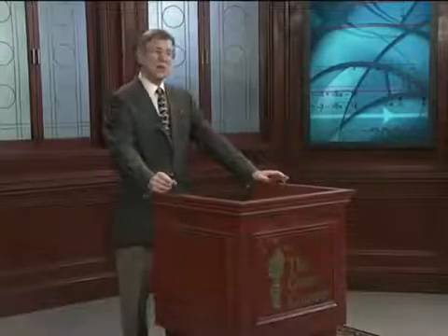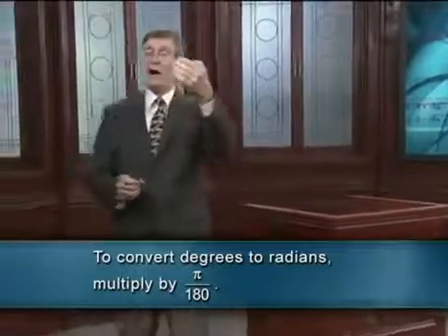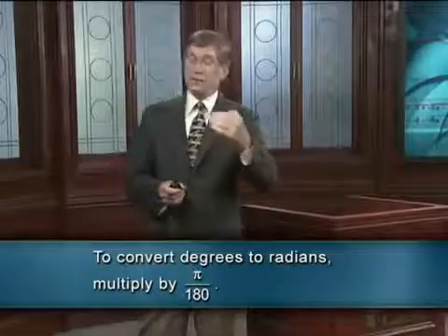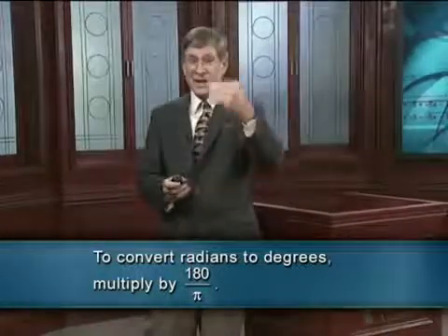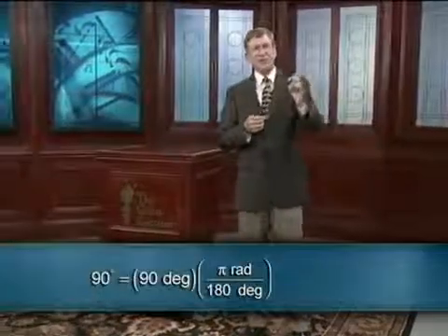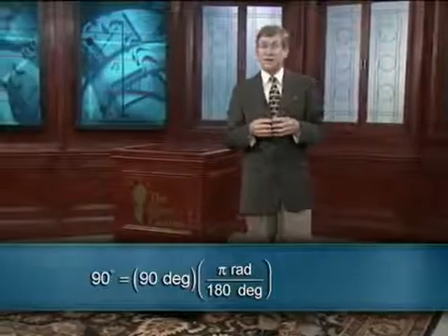Okay, so what are the conversion formulas? If you want to convert from degrees to radians, multiply by pi over 180. And conversely, if you want to convert from radians to degrees, multiply by 180 over pi. Let's do some quick examples. 90 degrees, a right angle. How many radians is 90 degrees? Well, you would write it as follows. 90 degrees, and then the conversion factor is pi radians divided by 180 degrees.